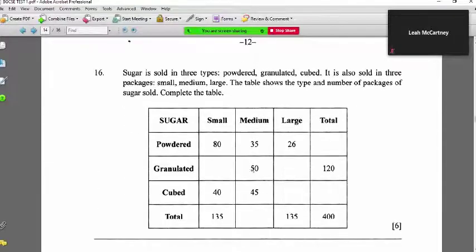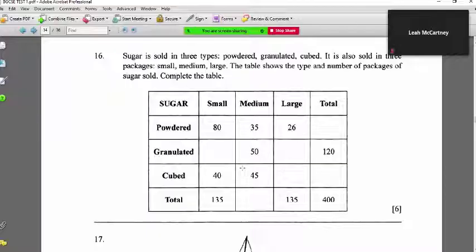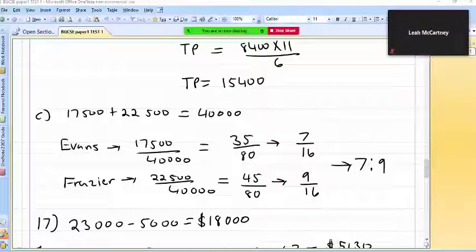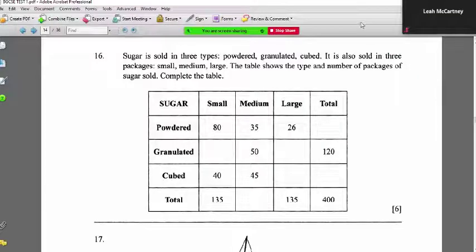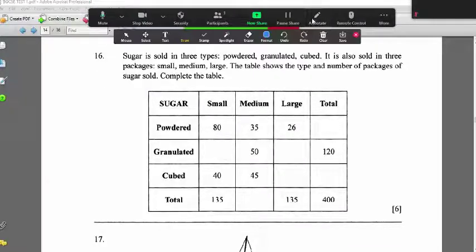All right, 16 here. This one, did I solve this one? No. Yeah, I think we could have solved it right here, actually. Sugar is sold in 3 types: powdered, granulated, cubed. It is also sold in 3 packages: small, medium, large. The table shows the type and number of packages sold. Complete the table. For this one, this is pretty straightforward. I think I could do the annotations for this one here.